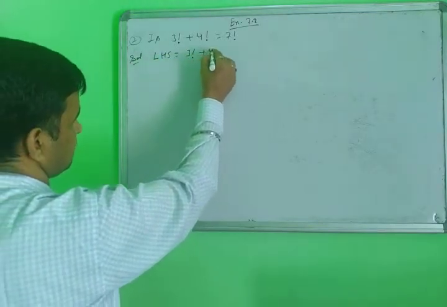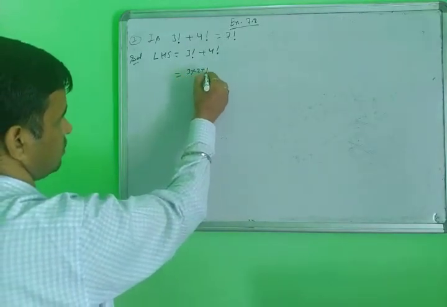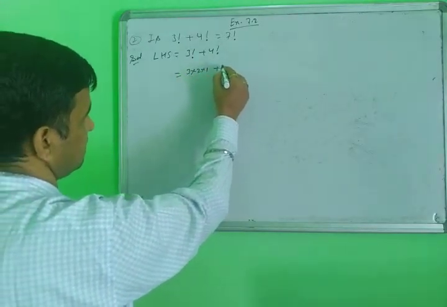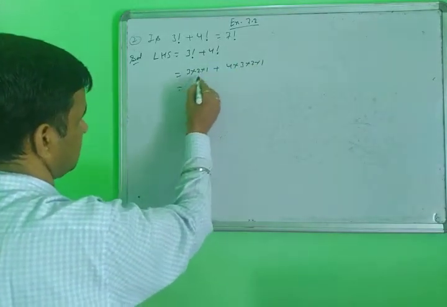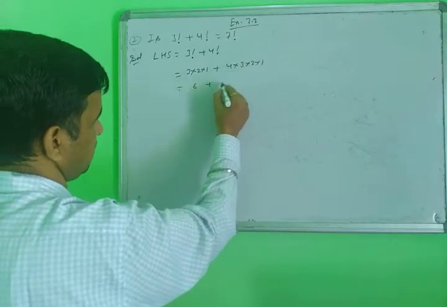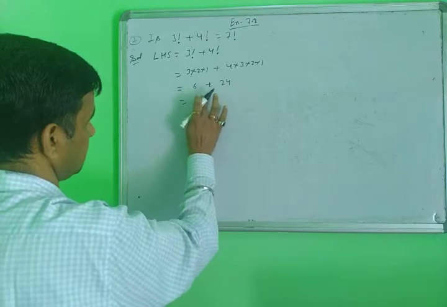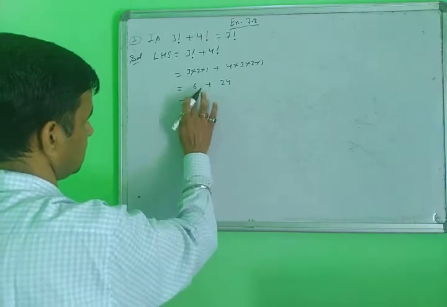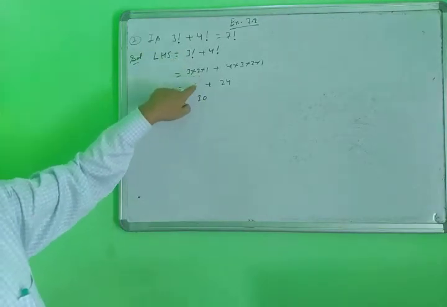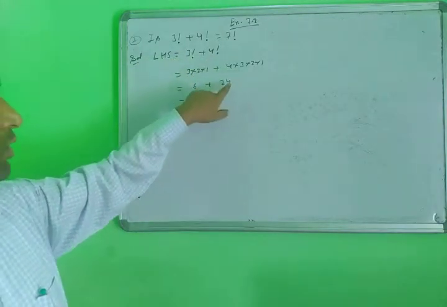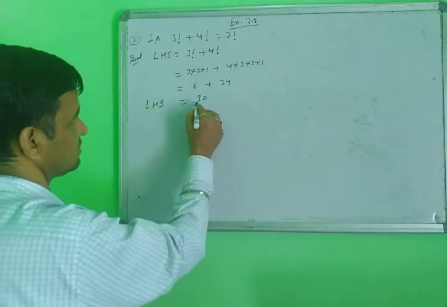Factorial 3 plus factorial 4. What is the value of factorial 3? 3 into 2 into 1 plus 4 into 3 into 2 into 1. So factorial 3 is just 6, plus factorial 4, which is 4 into 3 into 2 into 1, is 24. The result here comes to 30. The value of the LHS here is 30.